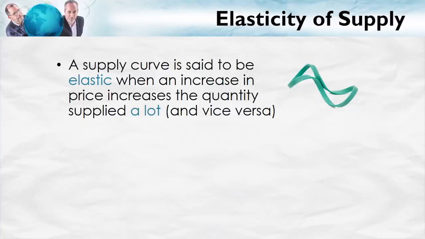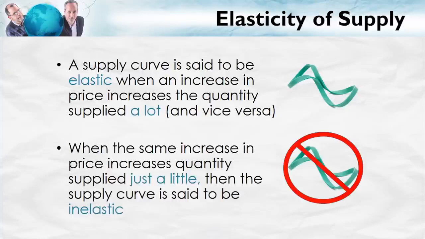So when the quantity supplied is very responsive to the price, we say the supply curve is elastic. When the same increase in price increases the quantity supplied by just a little, then the supply curve is said to be inelastic. So when the quantity supplied doesn't vary very much with the price, the supply curve is inelastic.